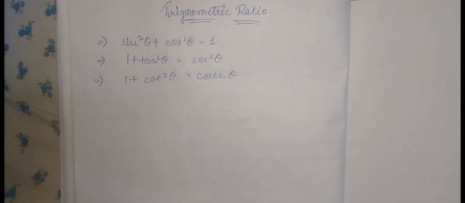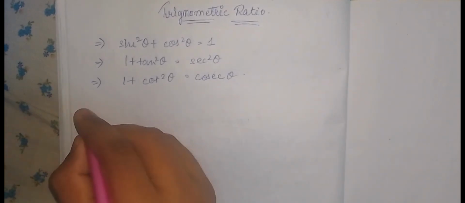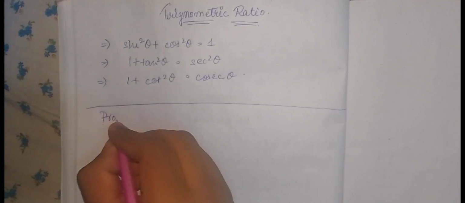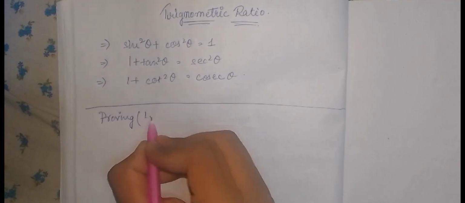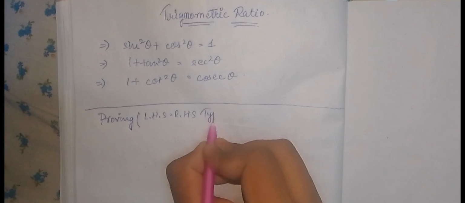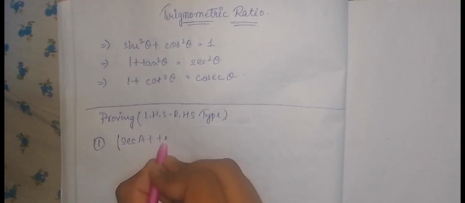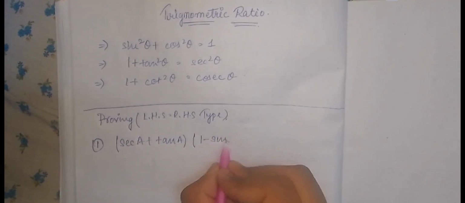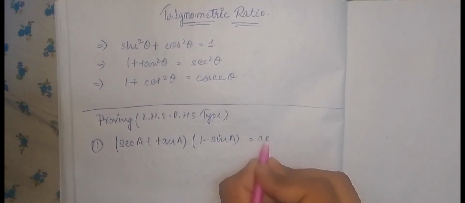In this chapter students basically have a problem regarding the proving portion, which is LHS equals RHS. So we will start with that type of numericals first. We will take the first question: (sec A plus tan A) times (1 minus sin A) equals cos A. We have to prove that the right hand side is cos A.